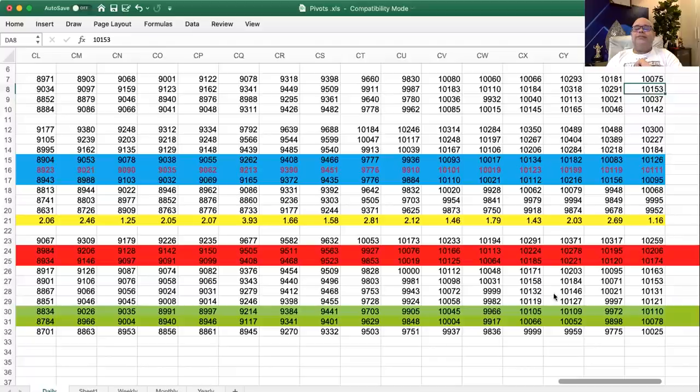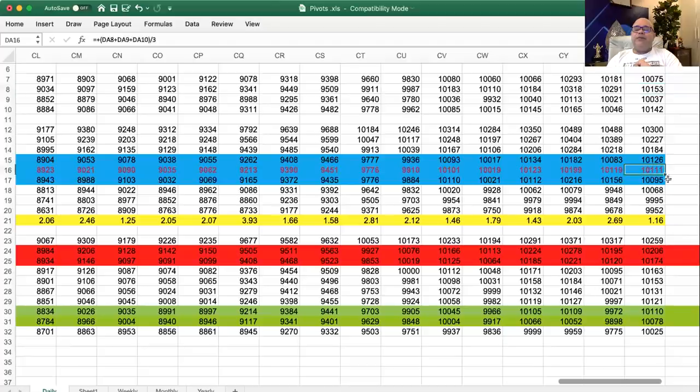Why don't I show you the way my spreadsheet is set up, and that will also allow me to show you what sort of spreadsheet I use. So let me try to share my spreadsheet. Okay, so let's see if we can share. So this is the spreadsheet.